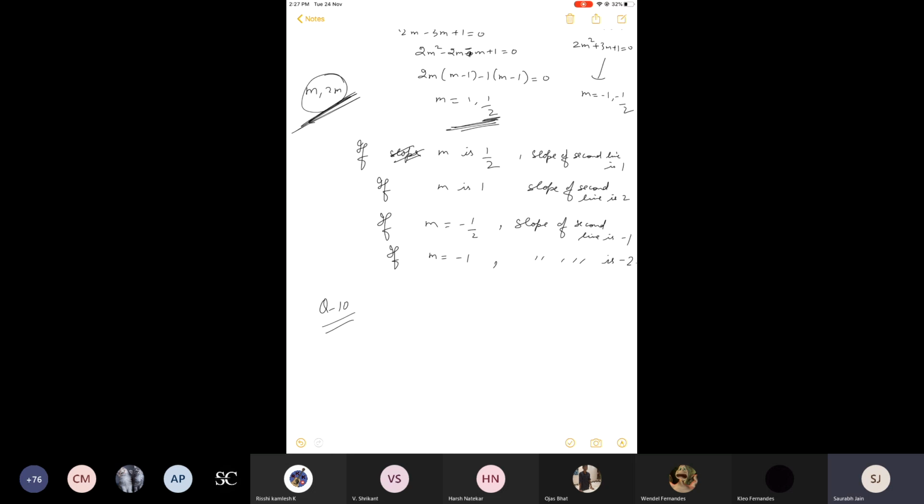You have to find the angle between x-axis and the line joining the points. So you need to find the slopes and then use the formula. Line joining the points 3 comma minus 1 and 4 comma minus 2.